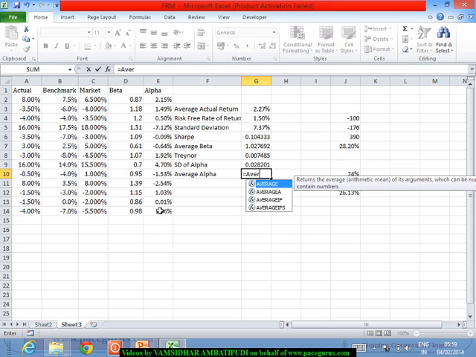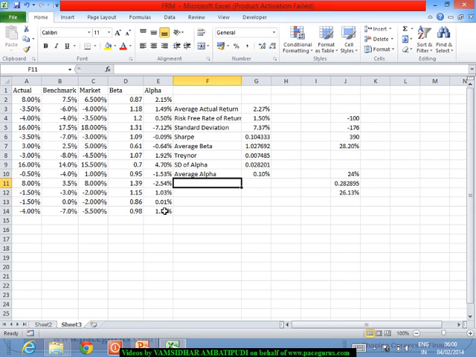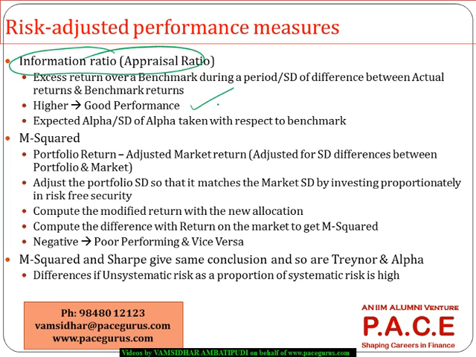The average of these numbers, the average alpha, which is the average of these numbers, I take the average alpha and divide it by the standard deviation of the alpha to get the information ratio. Information ratio is nothing but average alpha divided by the standard deviation of the alpha. So again, this is also a risk adjusted measure, which means the higher the better it is.